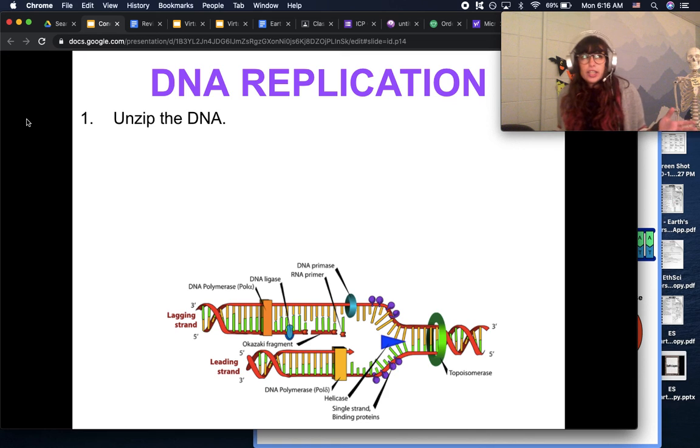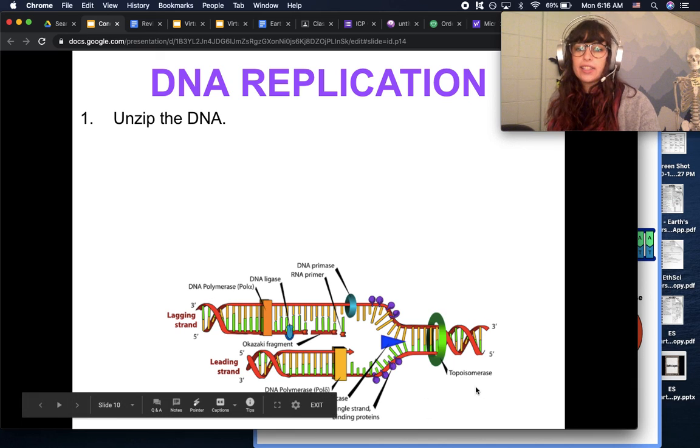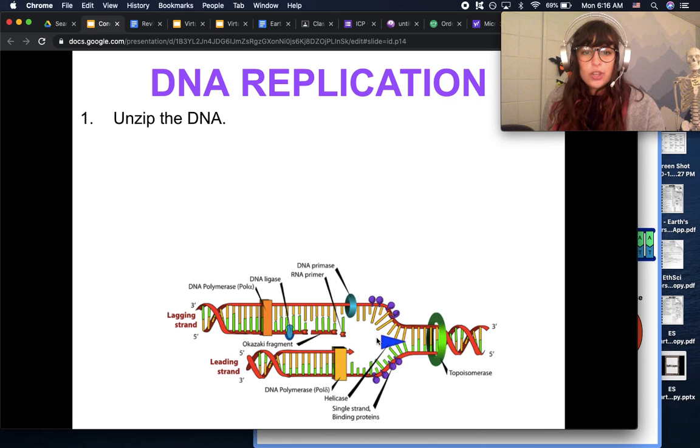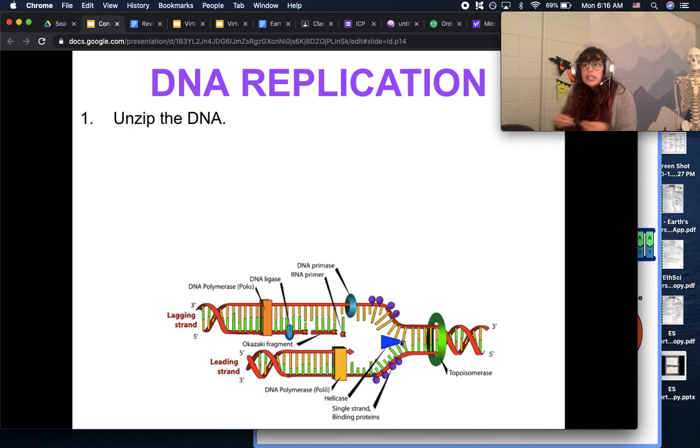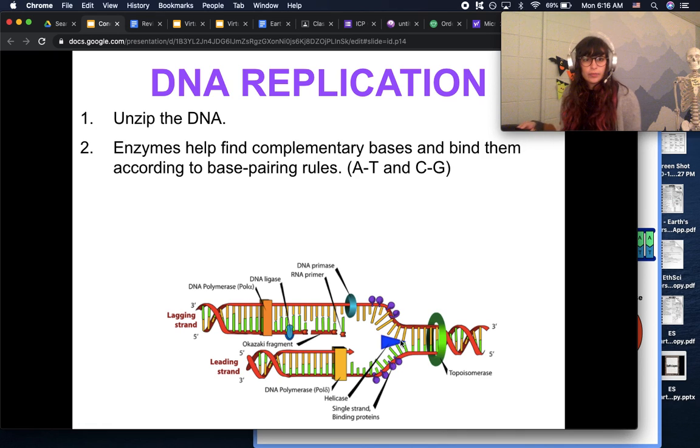First, essentially your double helix kind of unzips. So if you look at the bottom, on the right you have an intact double helix that hasn't been unzipped yet. And here you can see an enzyme called helicase that is unzipping the chromosome.